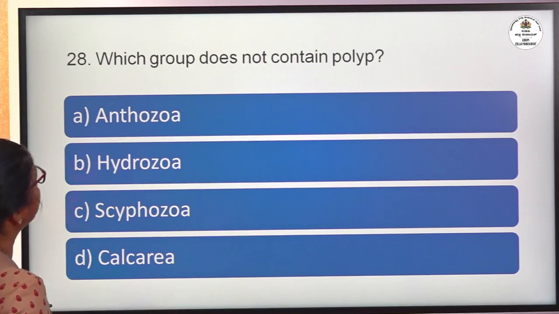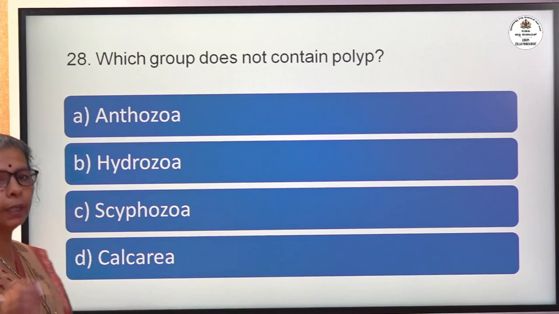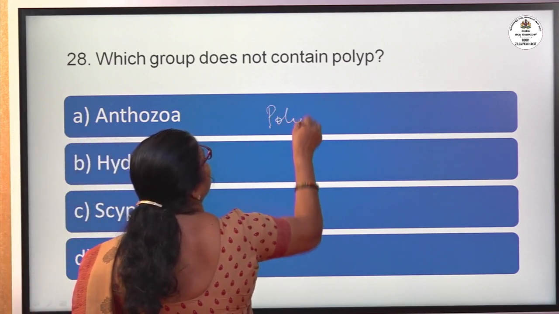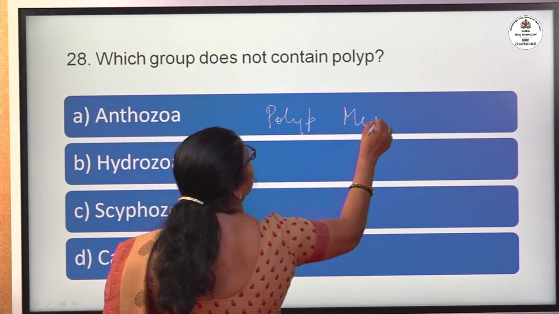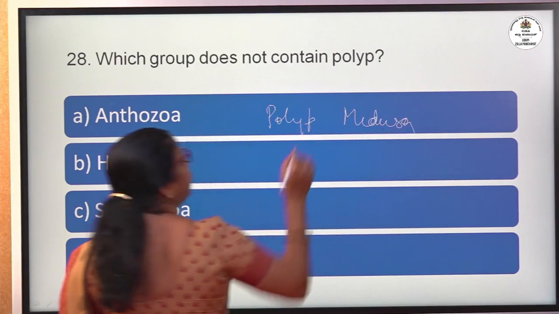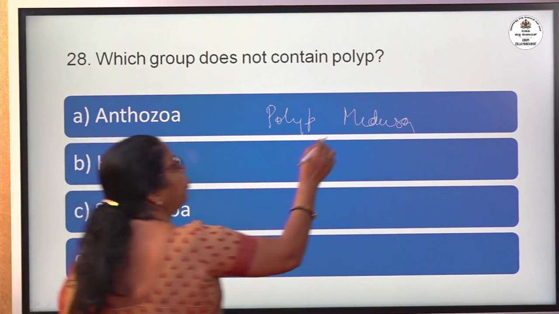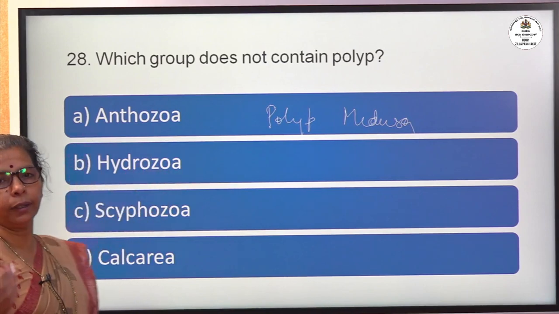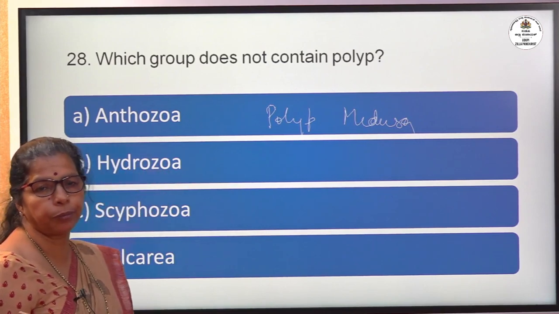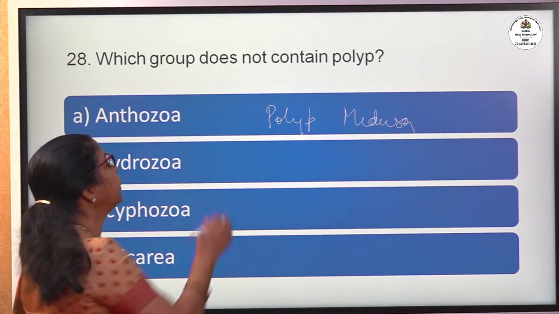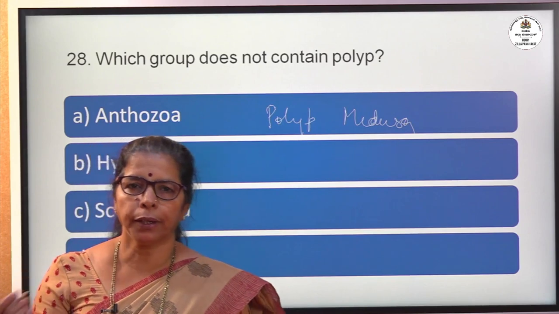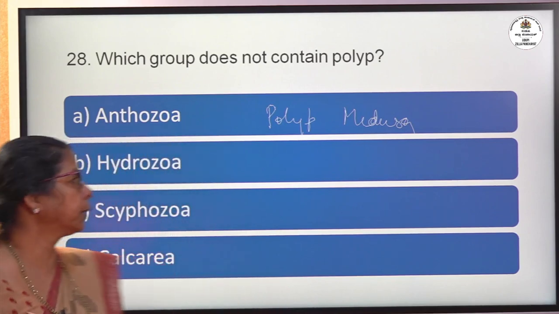Which group does not contain polyp? So, in the case of coelenterates, they have two body forms. One is polyp, another one is medusa. Polyp means an asexually reproducing structure, and medusa is a sexually reproducing structure. These two alternate, so that is said to be metagenesis. Okay, to complete their life cycle, these two stages are needed. So, the asexually reproducing polyp alternates with the sexually reproducing structure, medusa.